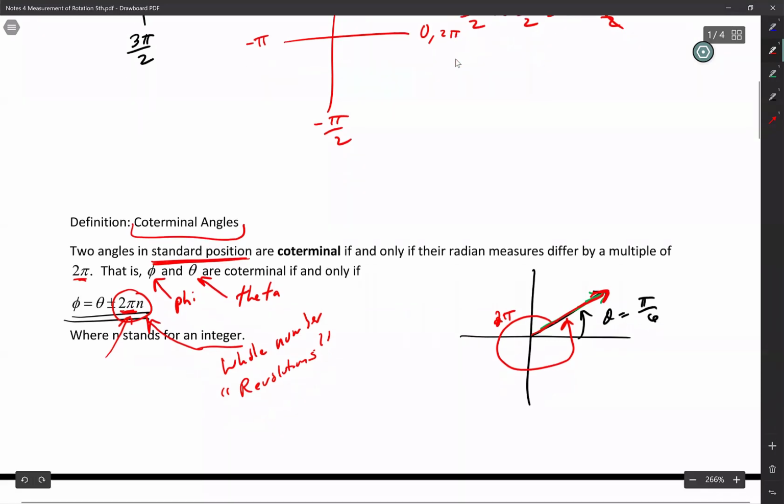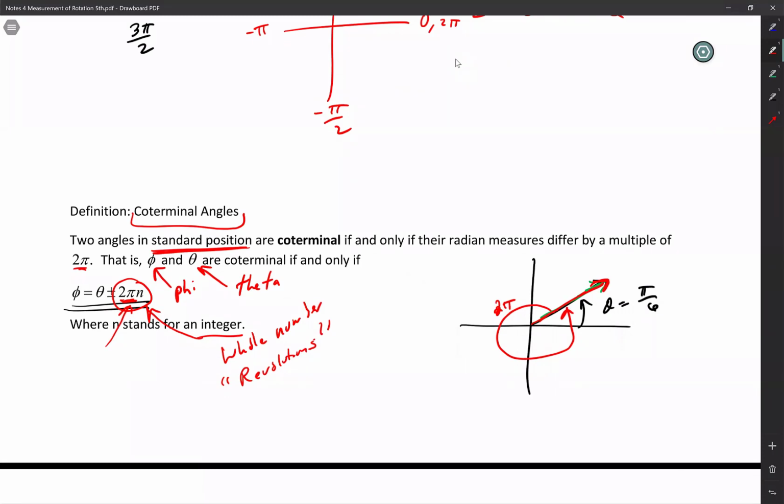Now, if I want to get the official angle in red, if I want to know what phi is, phi equals my theta, which is pi over 6, plus 2 pi. Common denominator, I need a 6 in the bottom, so that turns to a 12. 12 divided by 6 is 2 pi. 12 plus 1 is 13 pi over 6.